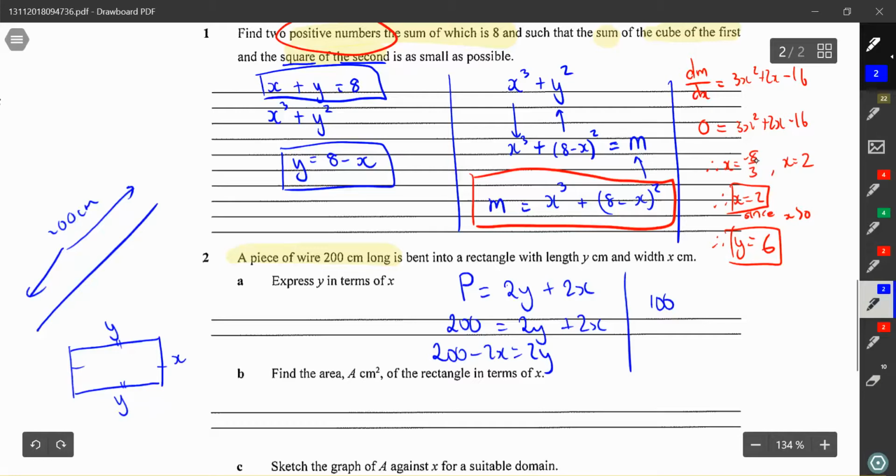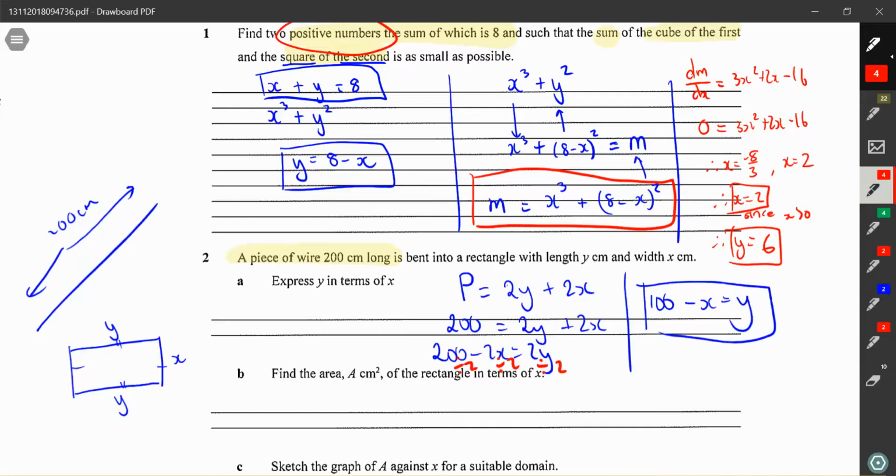Negative 2 divided by 2 is negative x. So therefore, this is my answer. So I'm going to say here, divide 2, divide 2, divide 2. Divide every term by 2. Okay, so I've answered the first part of the question.